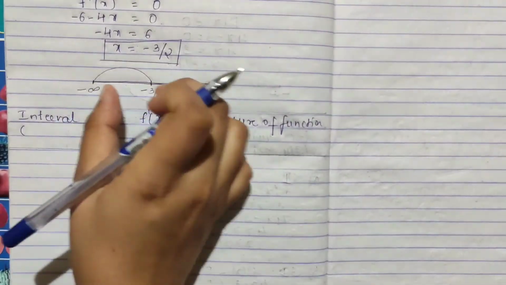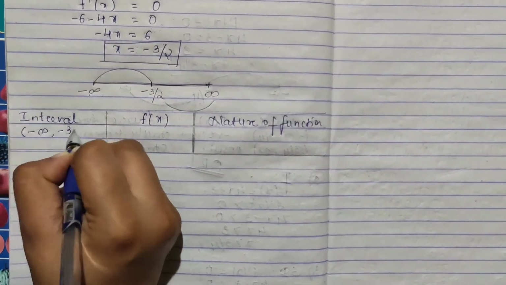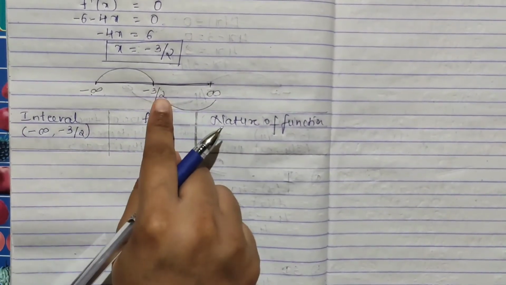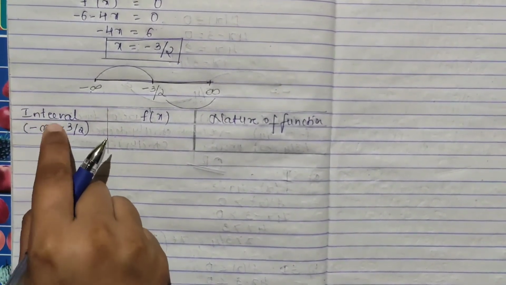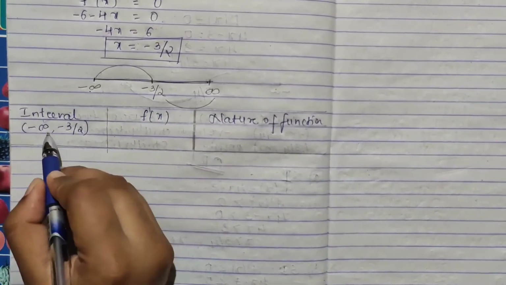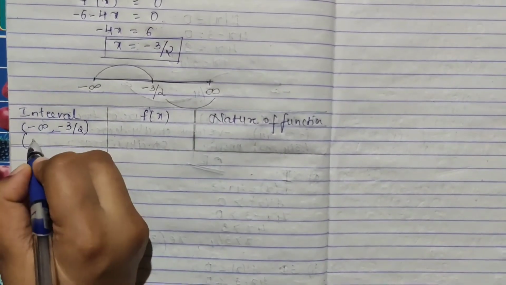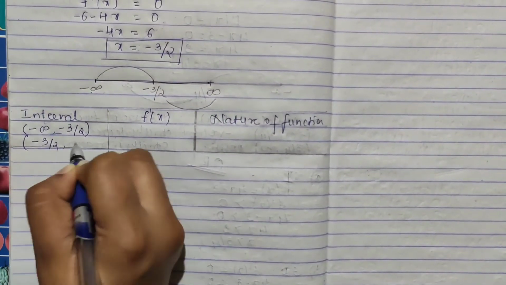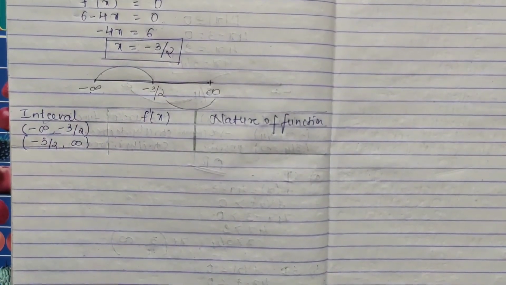You have to check in the particular interval, right? One interval is minus infinity to minus 3 by 2. It is an open interval, I have said you already, because on this point we are not checking. If it is open, these are excluded, only between these points are counted. Next is minus 3 by 2 to plus infinity. So you have got two intervals. So we will check.